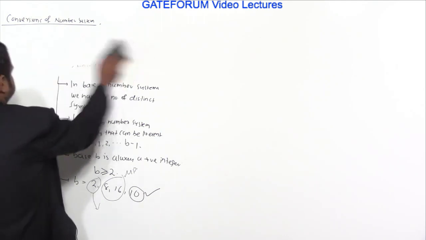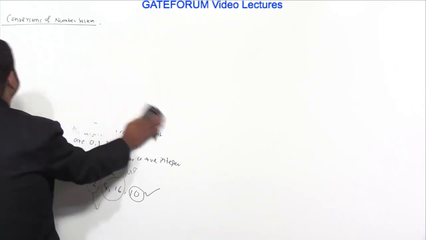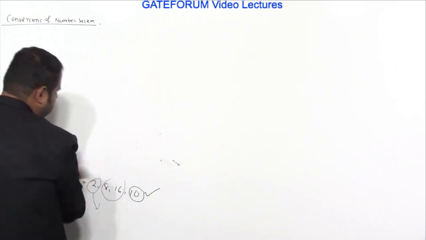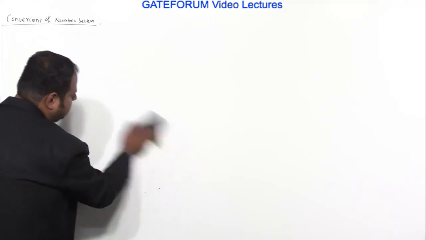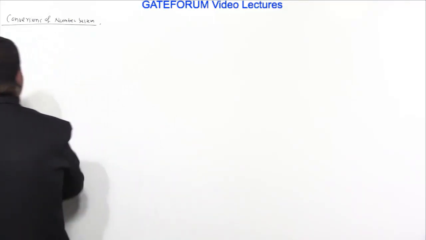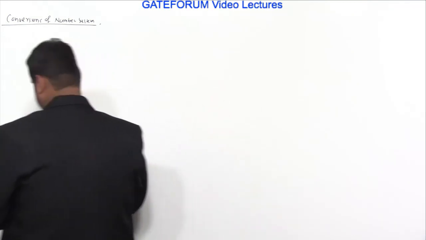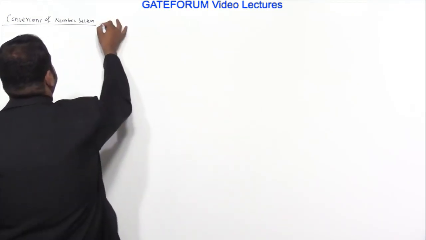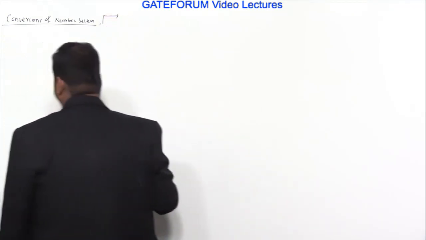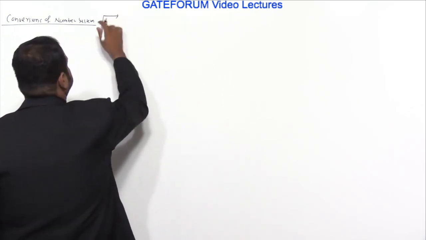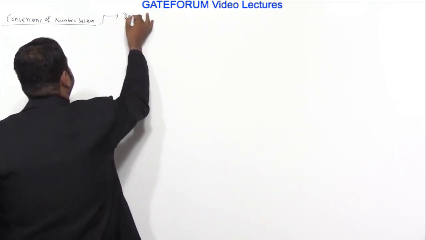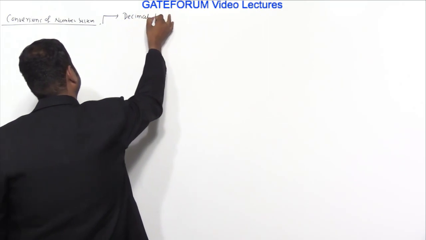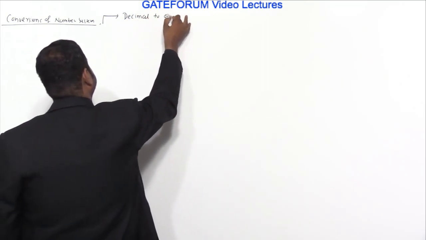So let's see. Basically, in conversion of number systems, I am going to explain 3 different categories. The categories are: category 1, decimal to other base conversion.